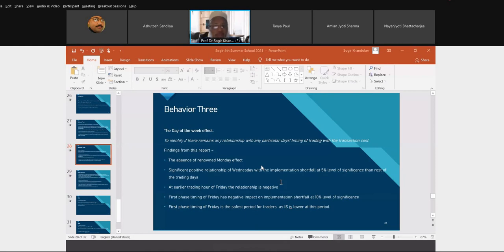As a result, on Friday the bid-ask spread remains low because the traders who wish to close out their stock holdings lower the ask price and increase their bid price. So we can conclude this behavior, behavior 3.